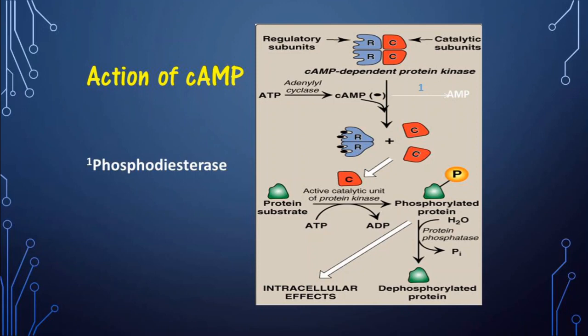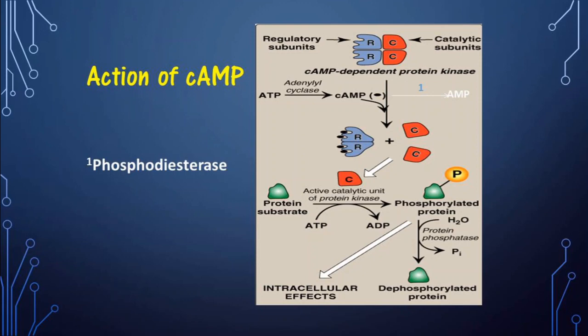So the action of cyclic AMP activates cyclic AMP dependent protein kinase. Cyclic AMP dependent protein kinase has four subunits; it's a heterodimer of dimers. Dimer means two subunits, and homodimer means the two subunits are equivalent, or they are the same. You can see that there are two R's and two C's. R stands for regulatory subunit, C stands for catalytic subunit.